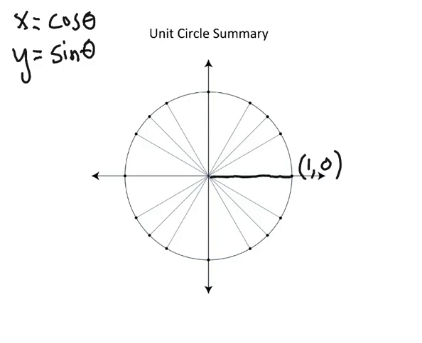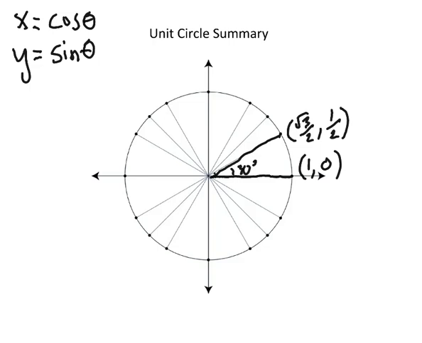Cos of 0 will equal 1. Try that out on your calculator to make sure you're right. Cos of 0 is indeed 1. Sine of 0 will equal 0. The next angle here, this is 30 degrees. And the coordinates of that point will be root 3 over 2 for x and 1/2 for y. So cos of 30 is root 3 over 2, and sine of 30 is 1/2.